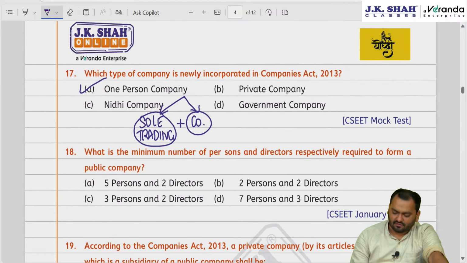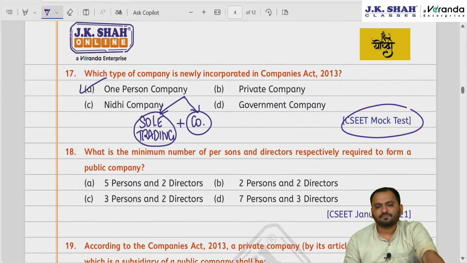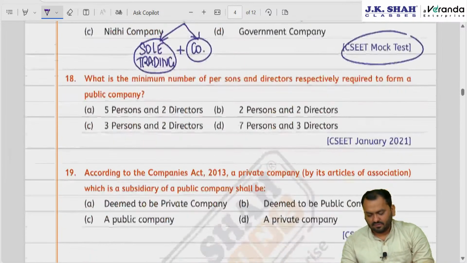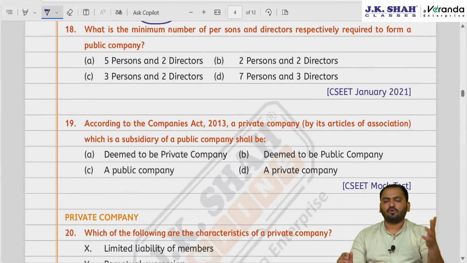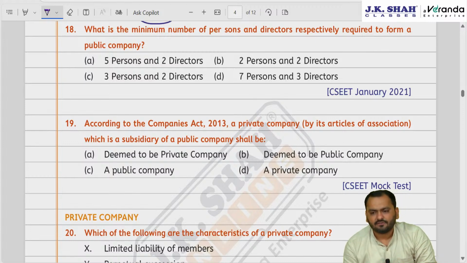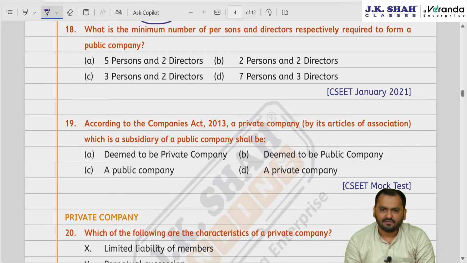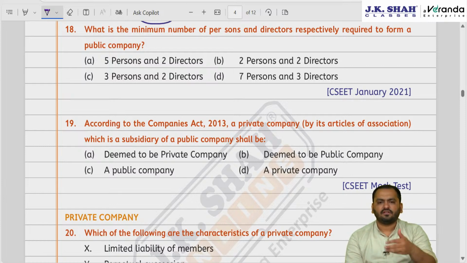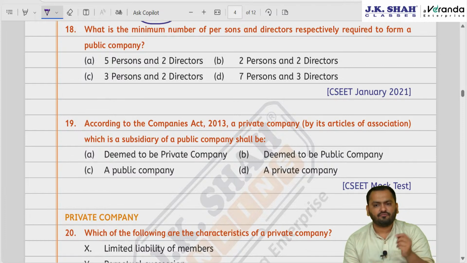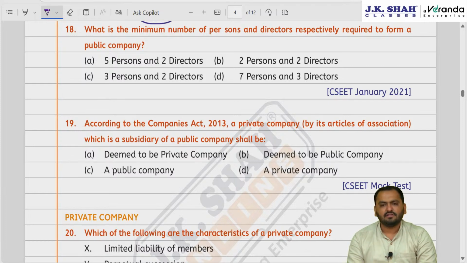See, this question was asked in the CSET mock test, right? I hope everyone is aware of the mock test. It is a kind of preliminary exam conducted by ICSI, the Institute of Company Secretaries of India, and you will receive an intimation about it from ICSI also. You will receive an email for the same. So I request each and every one of you to please attend that mock test.